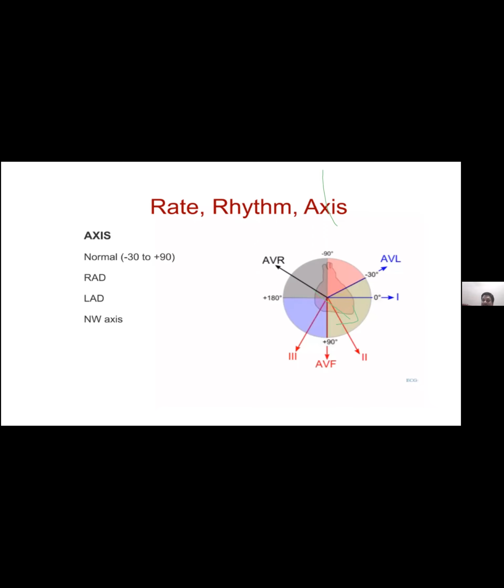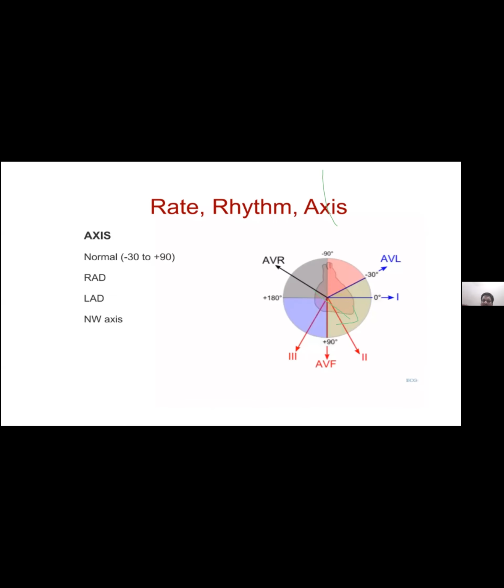Now you need to understand this point. Whenever there is a slightly vertical heart, the heart will be more straight, and the axis is directed towards 70, 80, 90 degrees. Up to that is normal. Whereas when the heart is slightly horizontal because of obesity or any electrical abnormality, the axis is directed towards the left and is slightly horizontal, say 0 degrees, minus 10, minus 20. So this is the normal axis for most individuals.